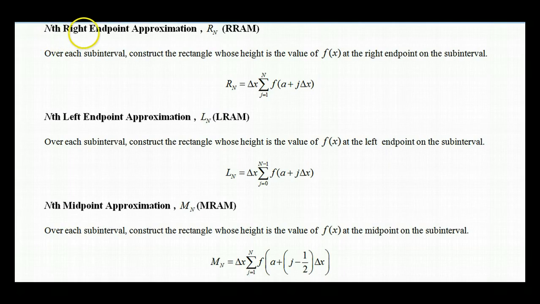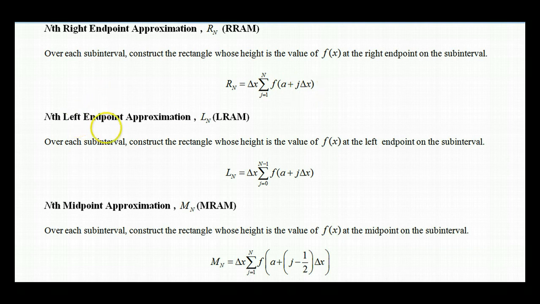So the nth right endpoint approximation, also known as R sub n, or RRAM, which stands for Right Rectangular Approximation Method. The way that it works is over each subinterval, construct the rectangle whose height is the value of f of x at the right endpoint on the subinterval. And here's our formula. R sub n equals delta x, the sum of j equals 1 to n of f of a plus j delta x, or f of Ajax.